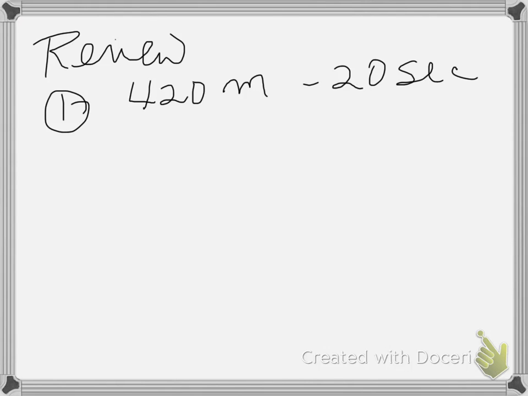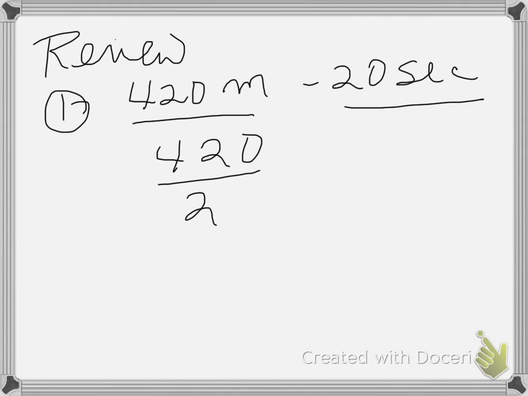So if you have 420 meters for 20 seconds, what you would do here is simply divide 420 divided by 20, because you want to know how many meters that is per second. That means the 1 needs to be in the denominator. So if you divide both the numerator and denominator by 20, you're going to get an answer of 21.